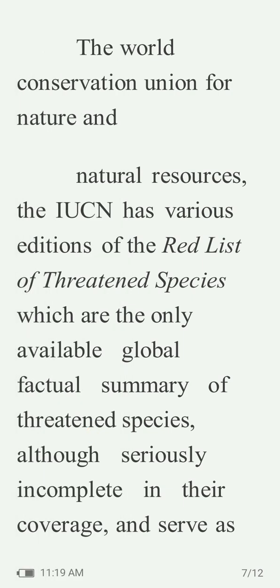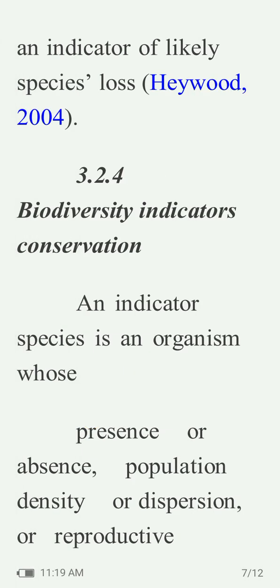The World Conservation Union for Nature and Natural Resources, the IUCN, has various editions of the Red List of Threatened Species, which are the only available global factual summary of threatened species, although seriously incomplete in their coverage, and serve as an indicator of likely species loss.